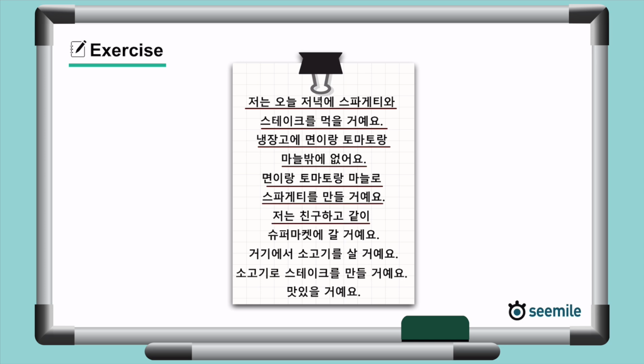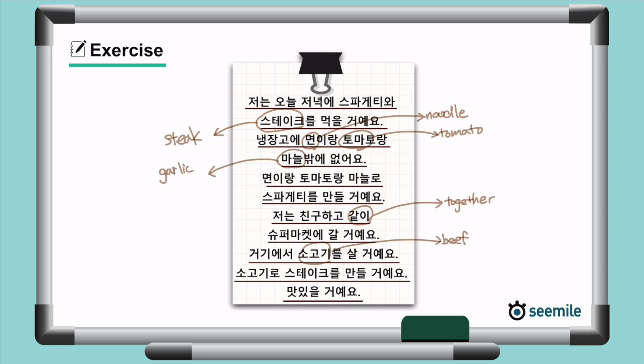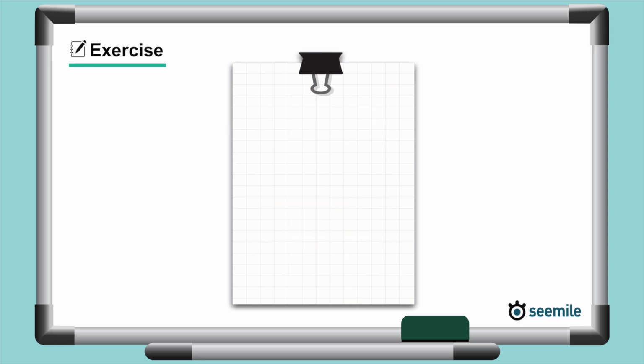저는 친구하고 같이 슈퍼마켓에 갈 거예요. 거기에서 소고기를 살 거예요. 소고기로 스테이크를 만들 거예요. 맛있을 거예요. Now it's your turn. Please pause the video for a moment and tell me how you will make your dinner tonight.